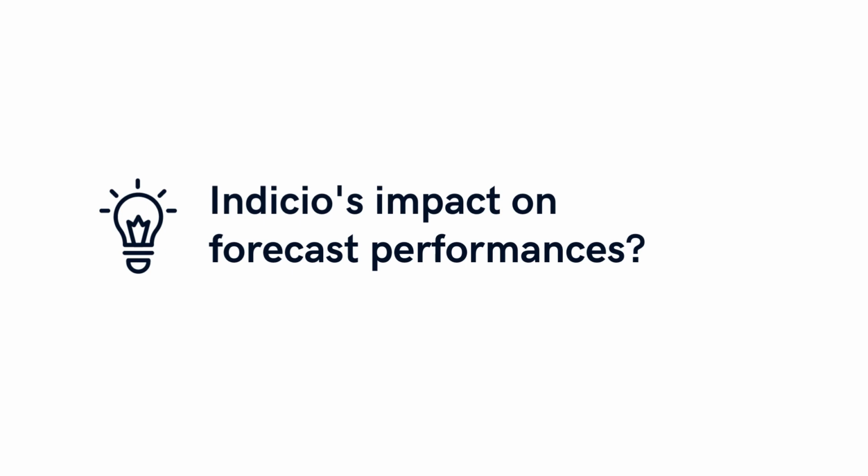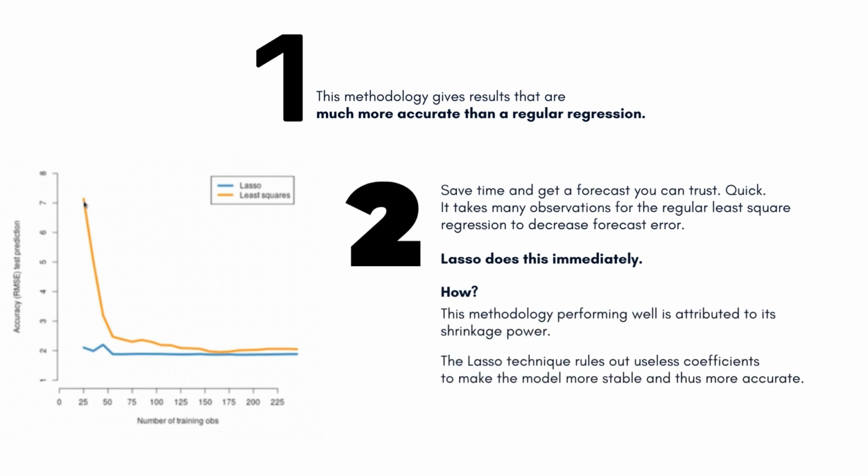So, what is Indicio's impact on forecast performances? This methodology gives results that are much more accurate than a regular regression. Save time and get a forecast you can trust. It takes many observations for the regular least square regression to decrease forecast error. Lasso does this immediately. How?